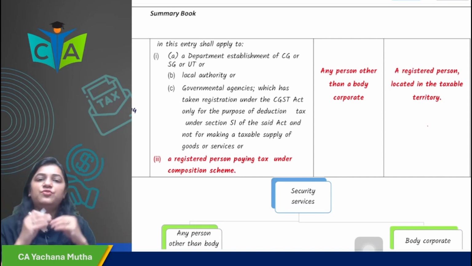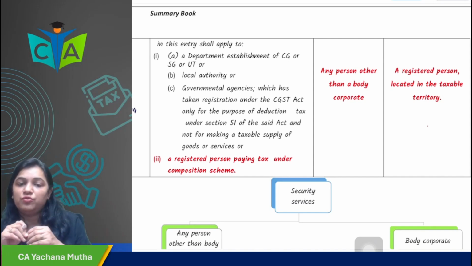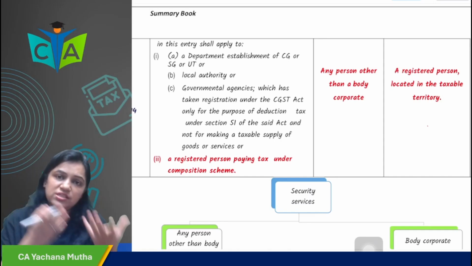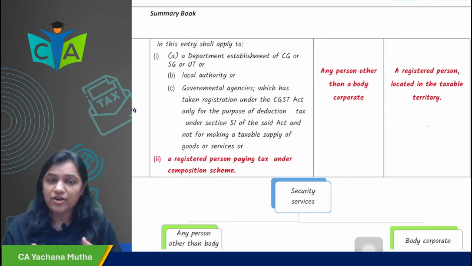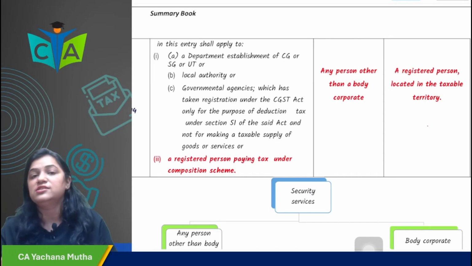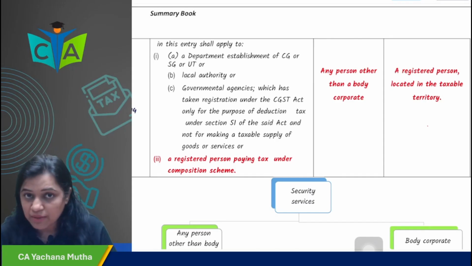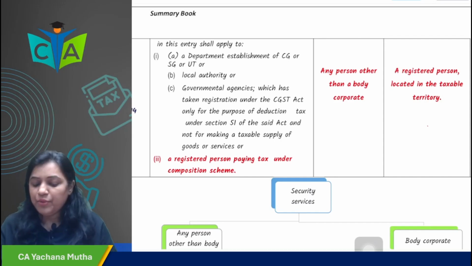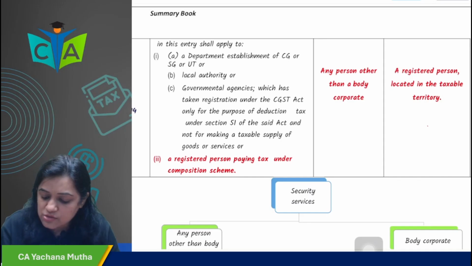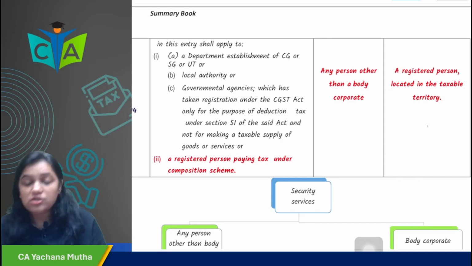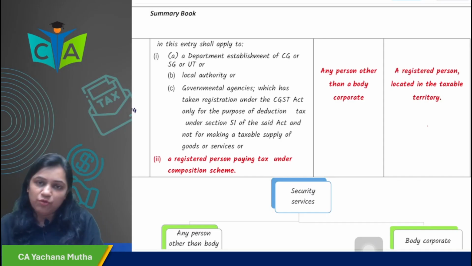So all these reverse charge entries that we have seen are for CGST purpose as well as IGST purpose. That means they are applicable in case of intrastate as well as interstate. In both cases, the reverse charge entry would be applicable. However, in case of IGST, that is interstate, there is one more entry that would be applicable.